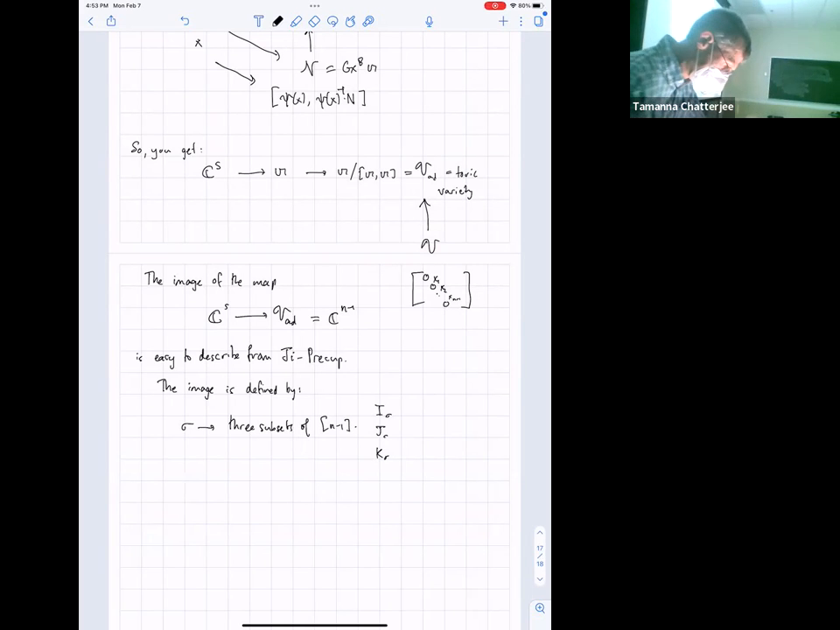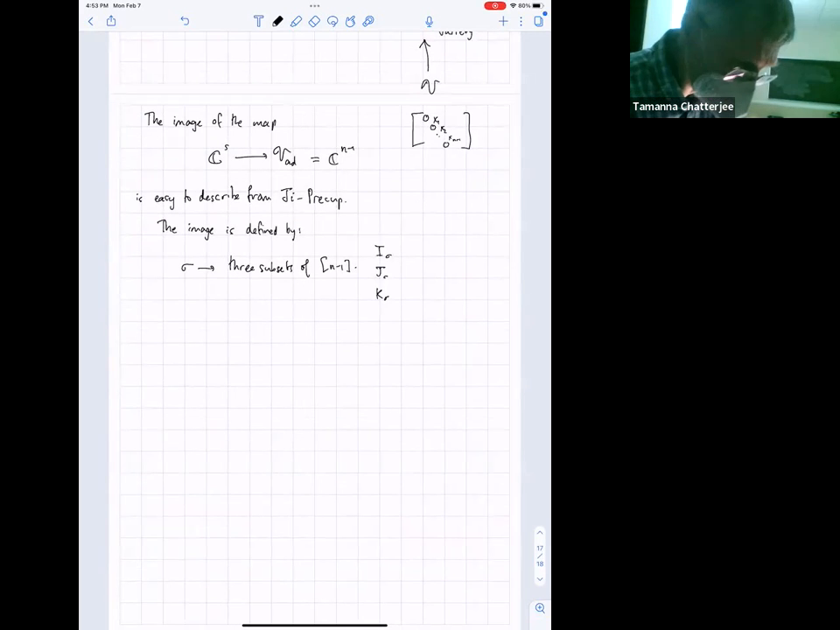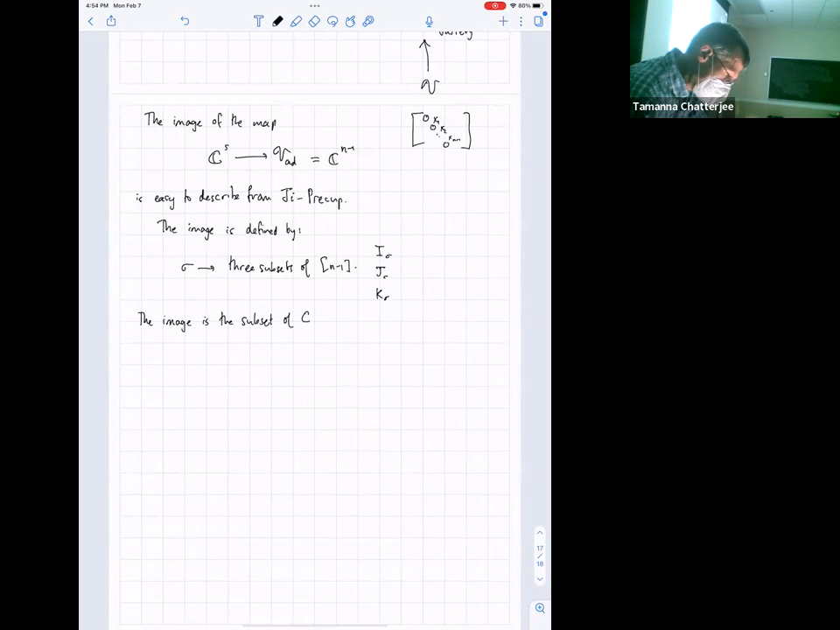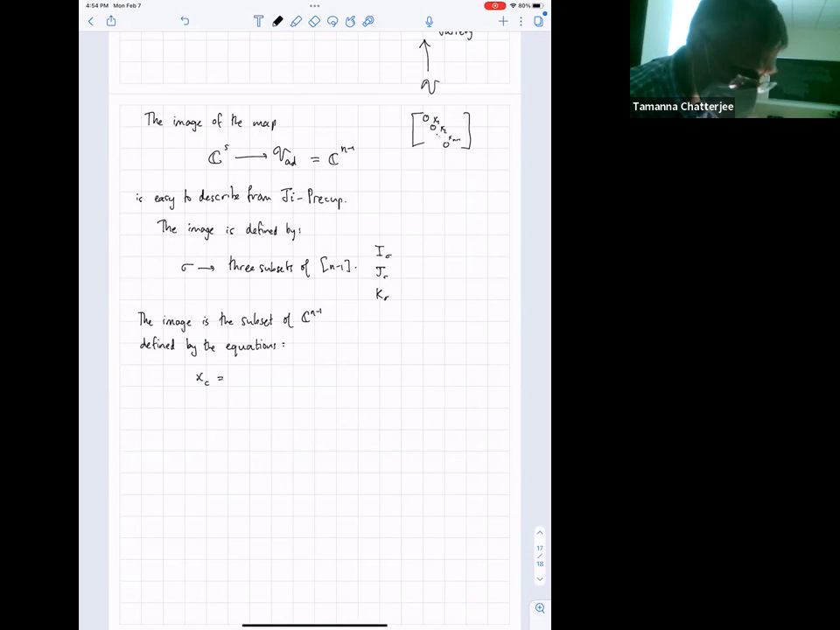And then the rule is that, let me just see if I can actually remember this or get this straight here. So if I take these subsets here, then the image is the subset of Cn minus 1 defined by the equations: xj is equal to 1 for j in J sigma, and xk is equal to 0 for k in K sigma.